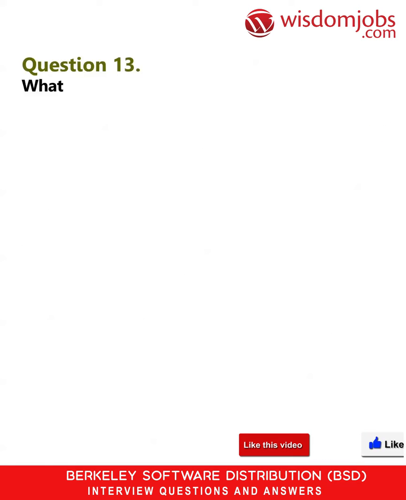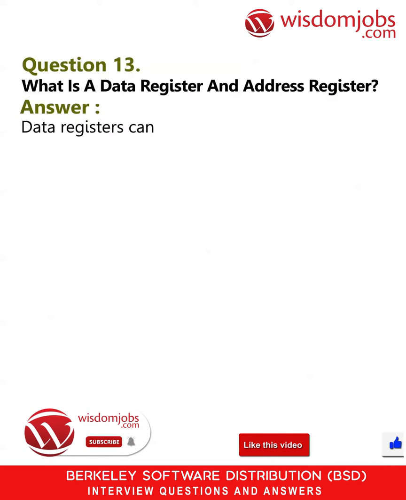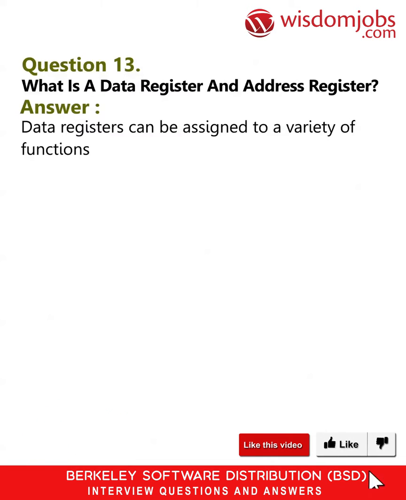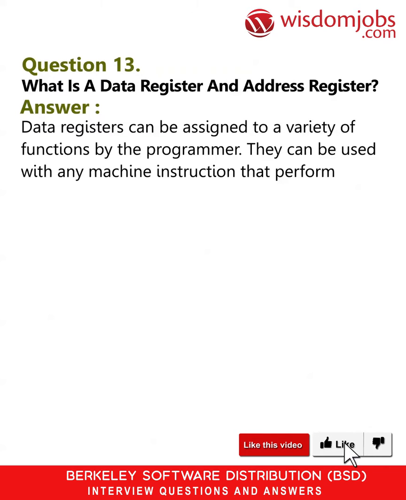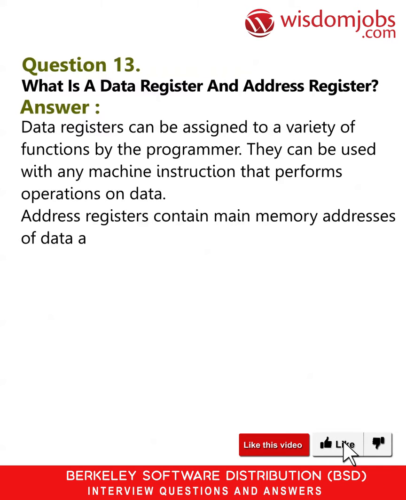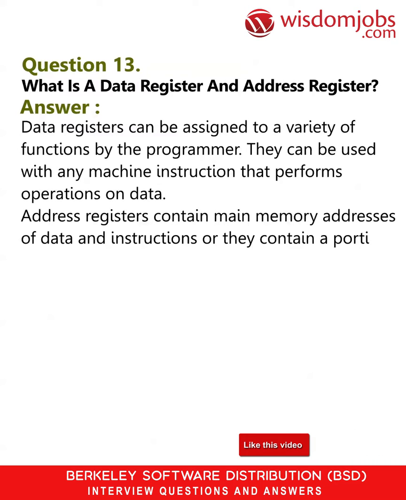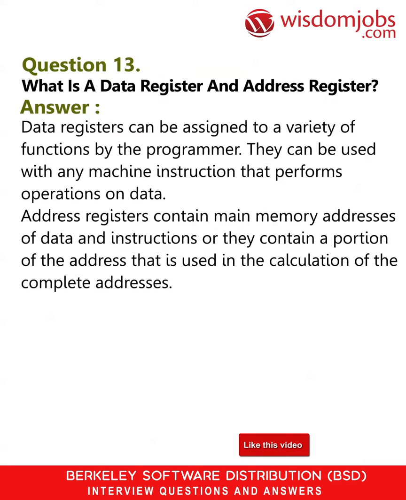Question 13. What is a data register and an address register? Answer: data registers can be assigned to a variety of functions by the programmer. They can be used with any machine instruction that performs operations on data. Address registers contain main memory addresses of data and instructions, or they contain a portion of the address that is used in the calculation of the complete addresses.